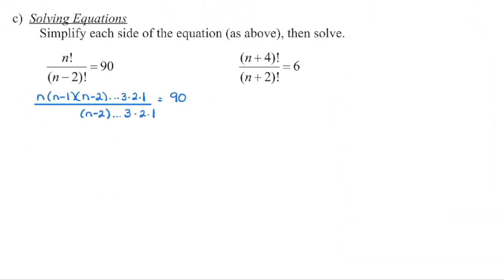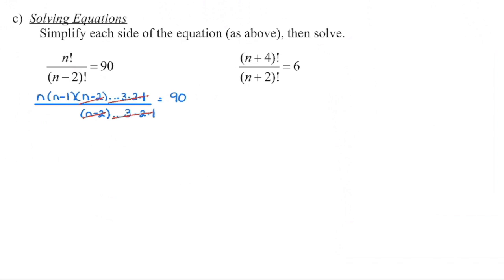That's going to continue until I get to that 3, 2, 1. And then in the denominator, we have n minus 2 factorial. So I'm going to line that up, n minus 2, and that's going to go down to 3, 2, 1. Because now I know n minus 2 divided by n minus 2 will cancel out. That's going to give me 1. Everything along here is also going to divide out, giving me 1. So now we've simplified it.